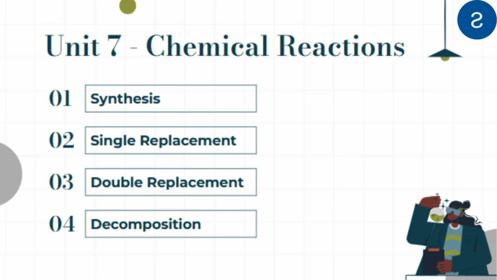It is important to understand and be able to recognize these types of chemical reactions as they are essential in understanding chemical equations, which you will learn about in the future.